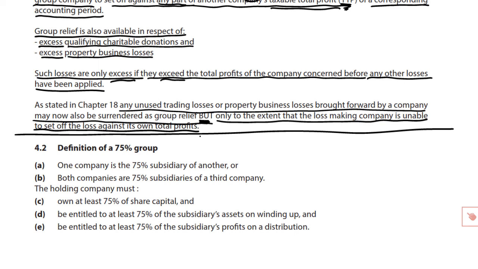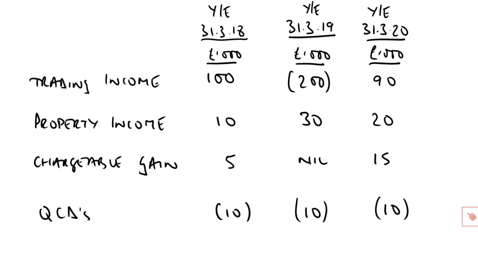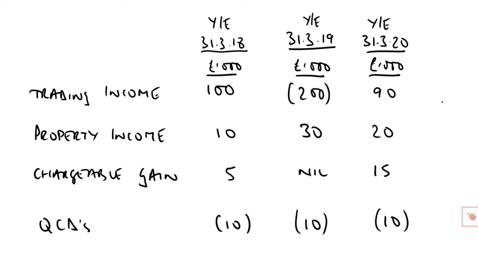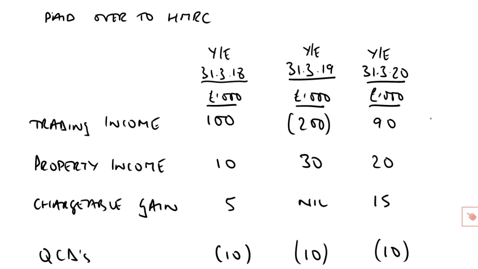Now we'll look at those issues in relation to our earlier example. If I can just get you to go back to the example that we used when illustrating the basic single company reliefs: the current period claim, the carry back claim, the carry forward claim. Now let's look at what this means in the context of group relief. Now then, what have we got here? Here is our loss-making period.